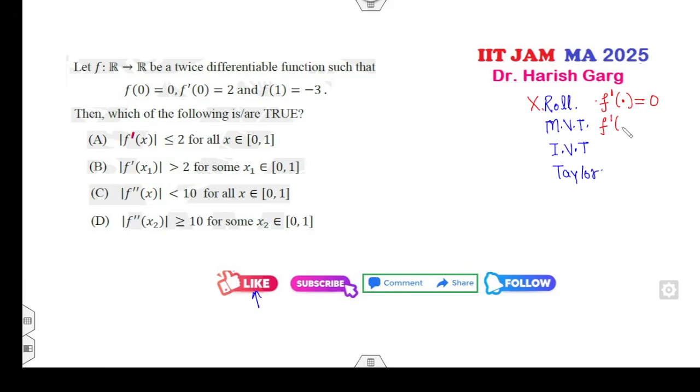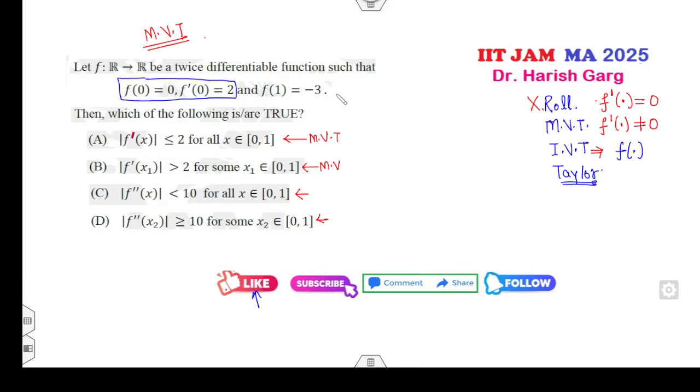When is the mean value theorem applicable? When your target is to find the derivative should be non-zero. So yes, in this case you can apply the mean value theorem. Here also you can apply it. This one also. So that question is related to the mean value theorem. When do you have to apply the intermediate value theorem? When you are talking about the f. But here we are talking about f dash. Clear? Taylor series is not applicable. Taylor series is applicable only for these two parts, not for the others.